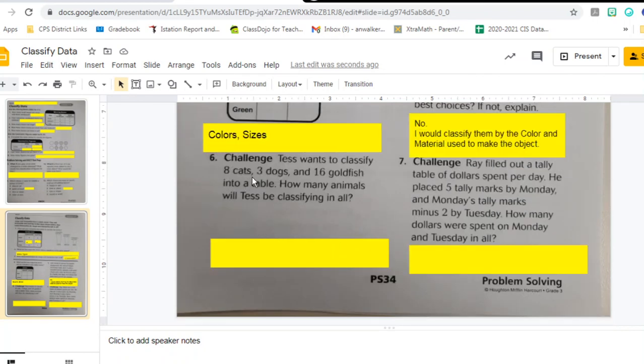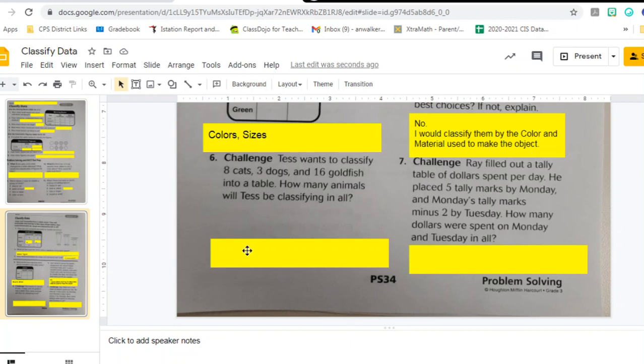Number 6, we're going to have a challenge here. My challenge says Tess wants to classify 8 cats, 3 dogs, and 16 goldfish into a table. How many animals will Tess be classifying in all? Well, I see my keyword there, in all. In all always means to add, unless I see the word each, and that tells me to multiply. So I don't see the word each. I see in all. That means I'm just going to add up the animals.